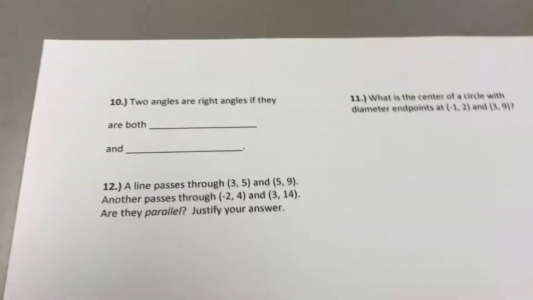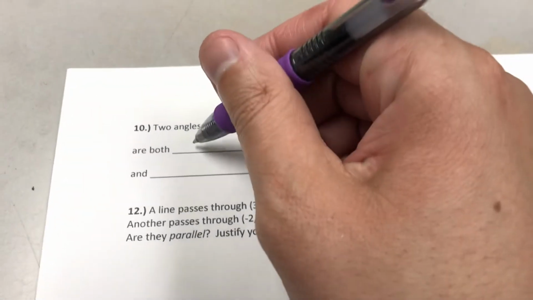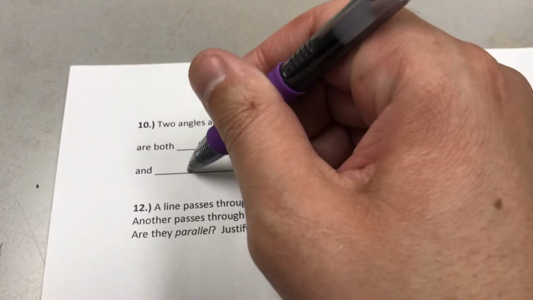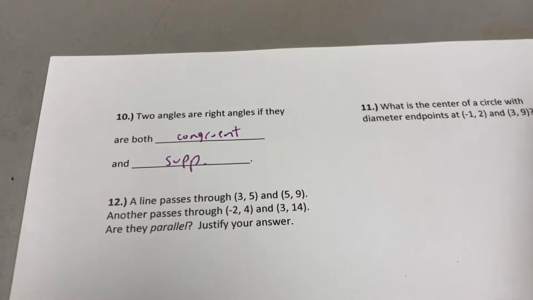All right, moving on to page 2 of the quiz. Right angle theorem, section 4.3. Two angles are right angles if they are both congruent and supplementary, or I guess actually our book says supplementary and congruent.